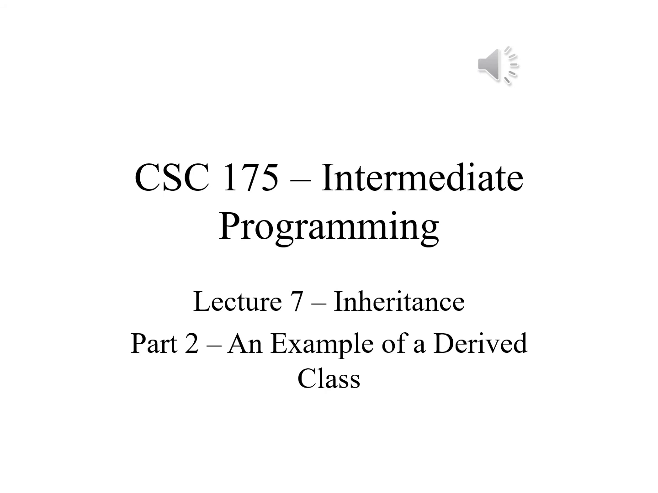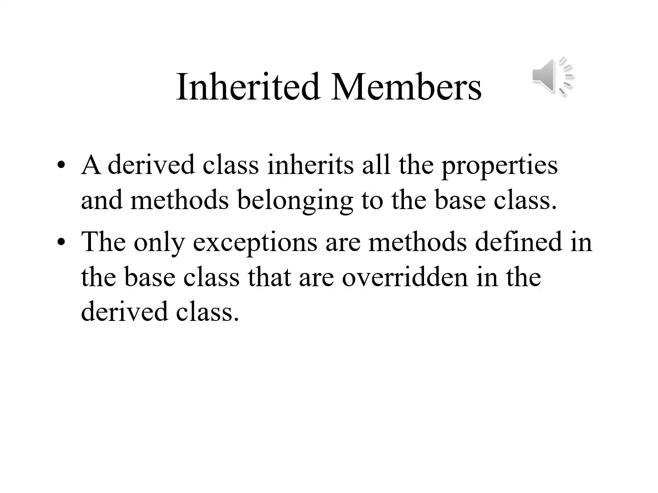In part 2 of lecture 7, we will look at an example of a derived class. As we said before, a derived class inherits all the properties and all the methods belonging to the base class. There is an exception to the rule. That is, methods defined in the base class that are overwritten in the derived class, which has its own methods by that name.